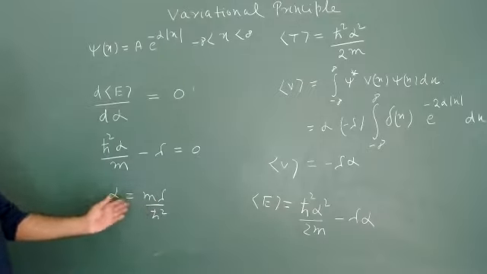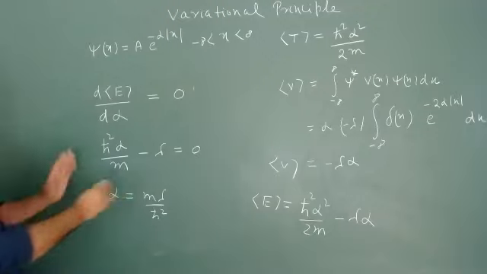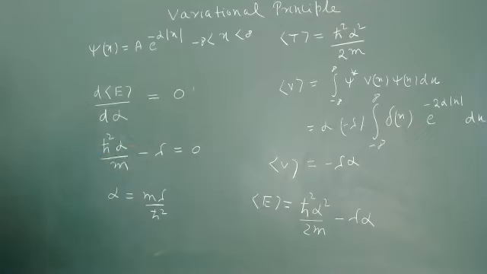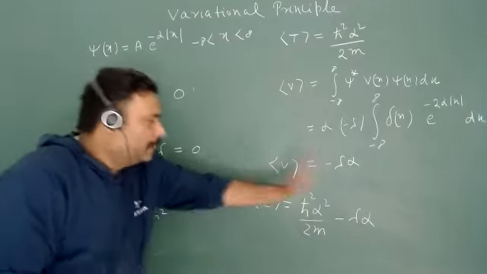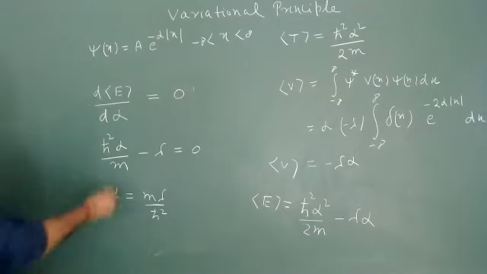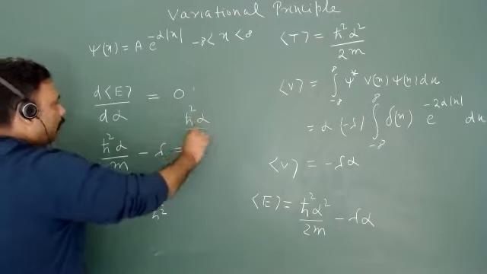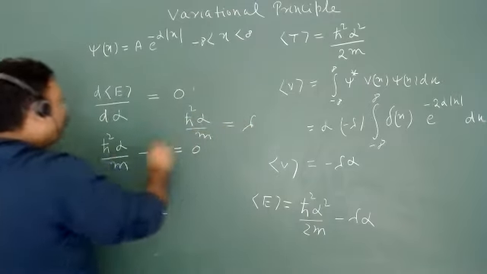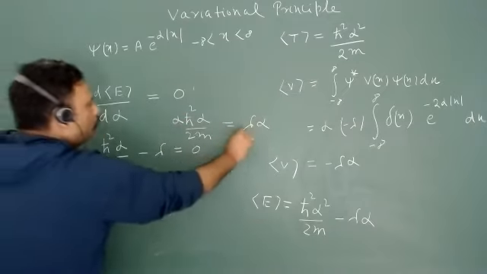Yes. And here you can easily put this value of alpha. Or if you want, you can write kinetic energy in terms of potential energy also. It is so simple. So I can put the value of alpha directly here, or I can write kinetic energy as a function of potential energy. So let's try to write this. This value, h cut square alpha upon m, is equal to lambda. We have to multiply with alpha by 2.